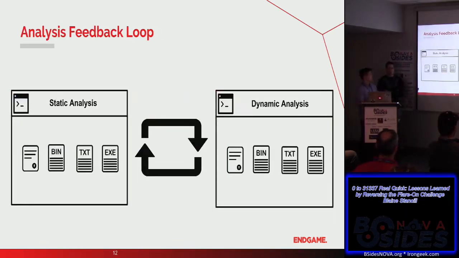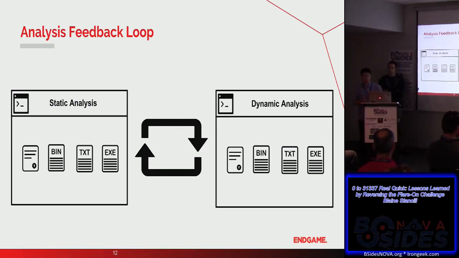Here we have a graphical view of what we like to call the analysis feedback loop. And so what that entails is just switching between doing static analysis and then dynamic analysis, and then going back to do more static analysis and then going back to do more dynamic analysis and vice versa, just continuing to do that. And an example of this would be if you're using a static analysis approach by first opening a binary up in IDA and viewing the disassembly, perhaps using the top-down approach like we mentioned before.